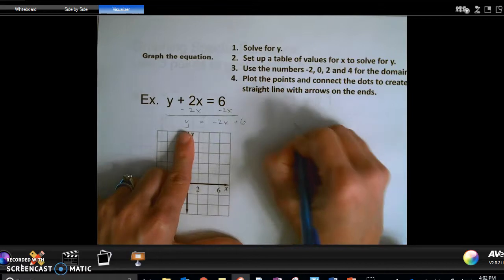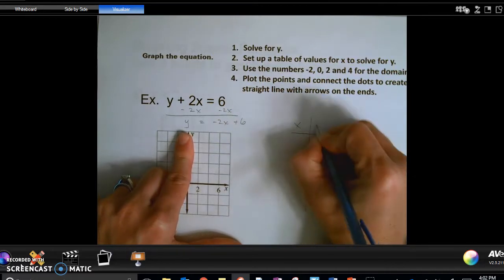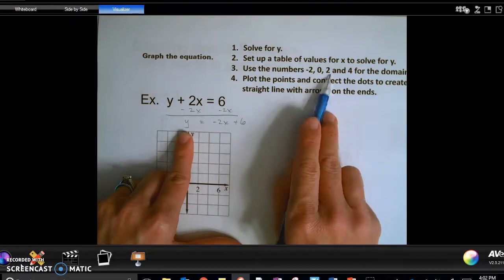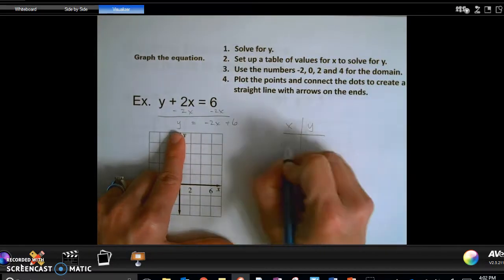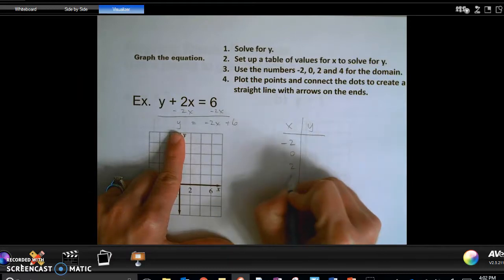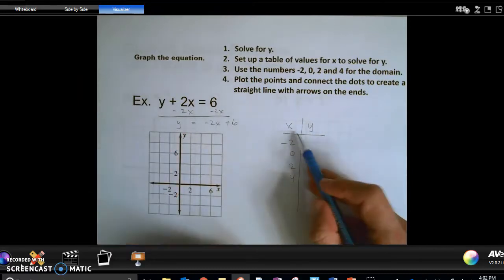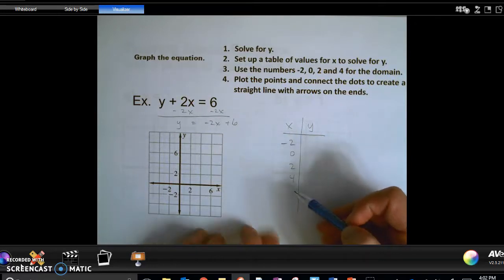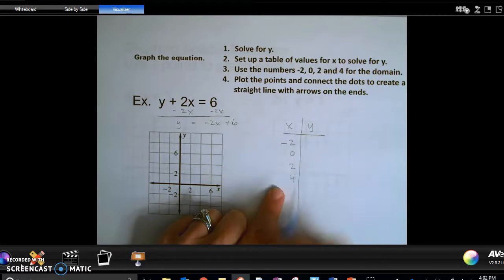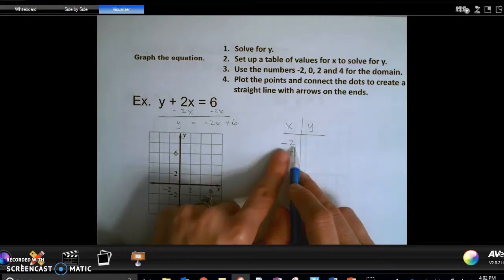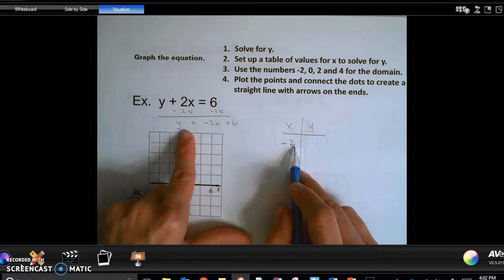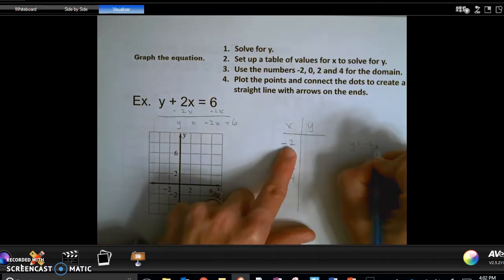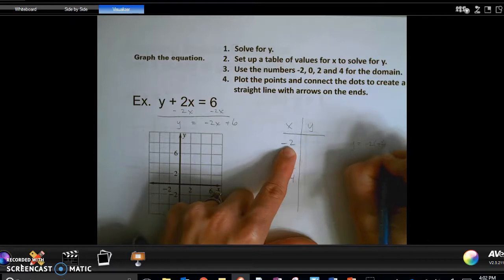So now I'm going to make a table of values, x and y, and I'm going to use the numbers -2, 0, 2, and 4 for the domain. I'm remembering that my domain are my x values, the same as my inputs, the same as the independent variable. So I'm going to substitute these values into my equation for x. So y equals -2, and I'm also going to substitute a -2 in for x.